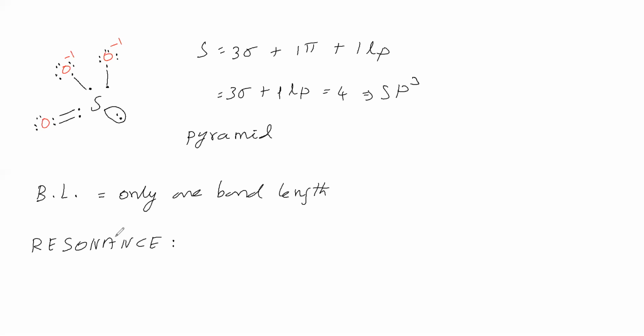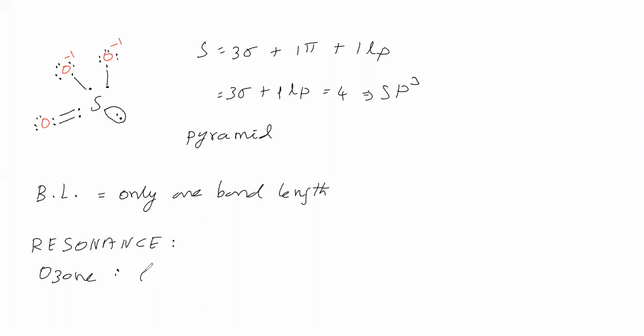Then in resonance, it says that however many possible Lewis dot structures are possible for a given species, that many Lewis dot structures we have to write. So in resonance, first we have to write the possible number of Lewis dot structures for the given species. Now we will take one of the species, ozone.